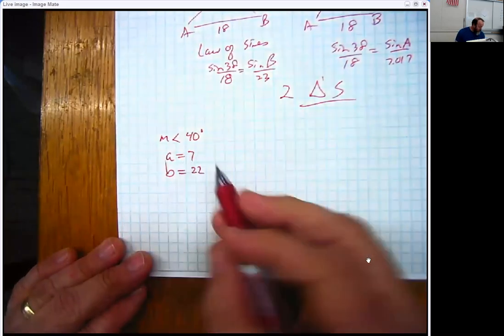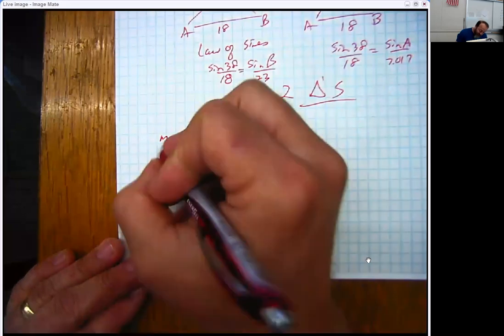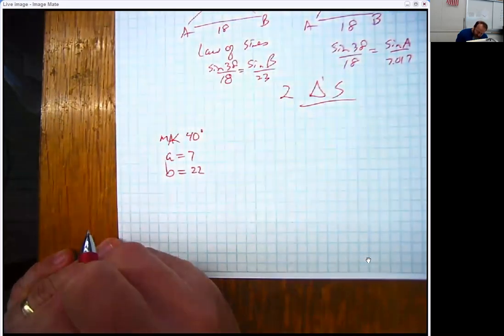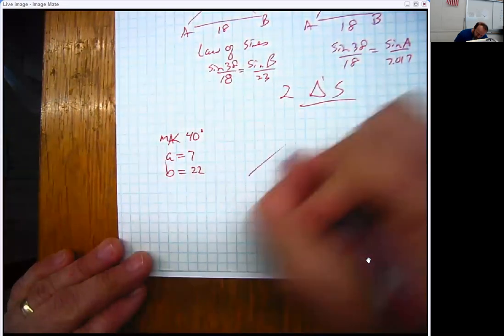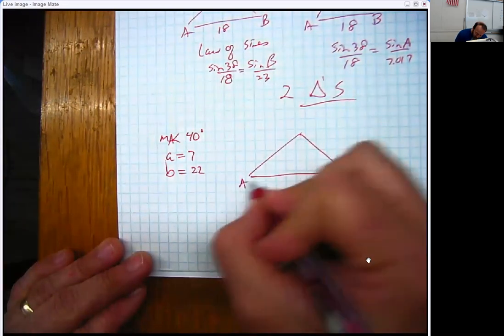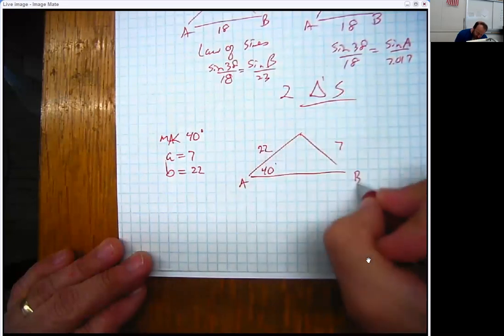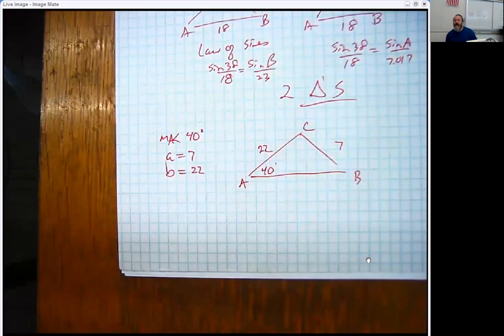So notice that, that's funny, I forgot to put the A there. So measure of angle A is 40 degrees. I wrote that very poorly, but whatever. So angle A right here is 40 degrees. That side is there. I got a 22 here. This is my favorite configuration.